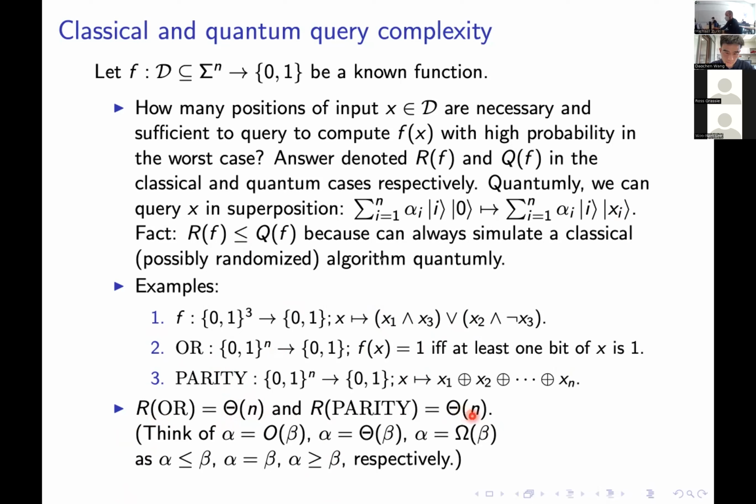I know that this audience might not all be computer scientists. So in this talk, I will be using a lot of big O notation, theta notation, and omega notation. If you see this, don't worry, you just think of O as being less than or equal to, theta as being sort of equal to, and omega as being sort of at least for this talk.